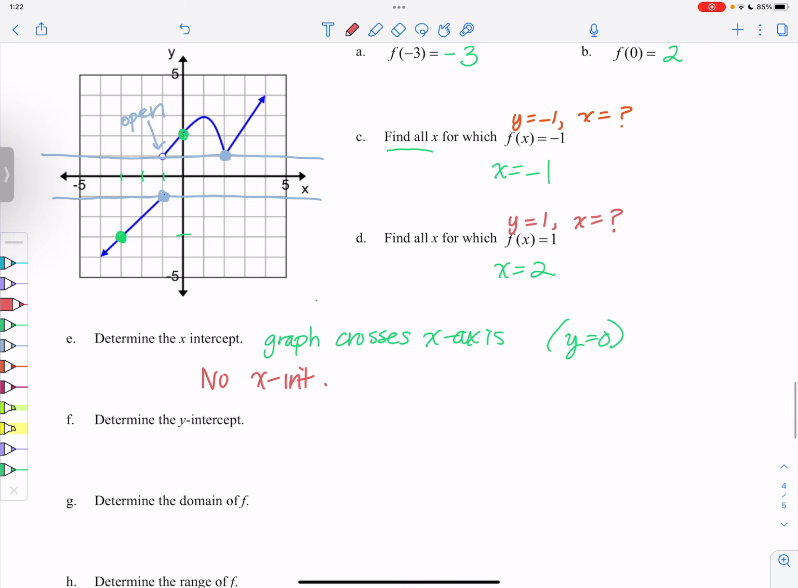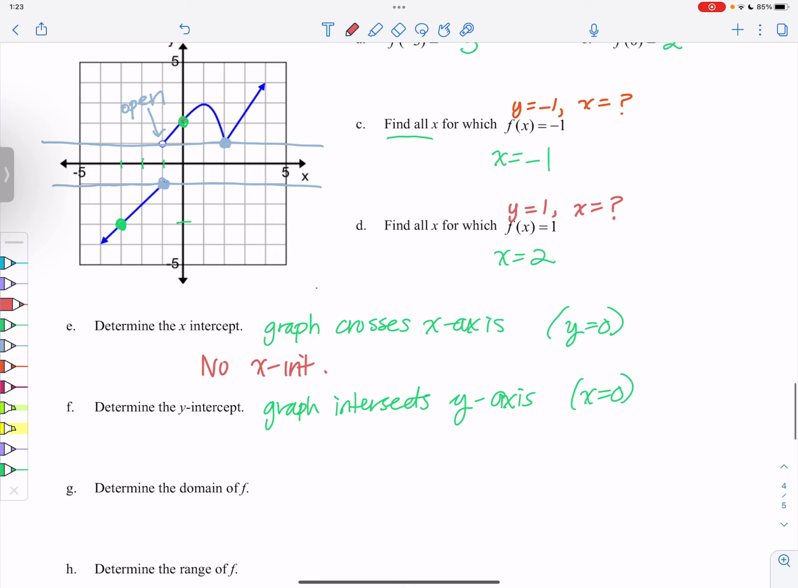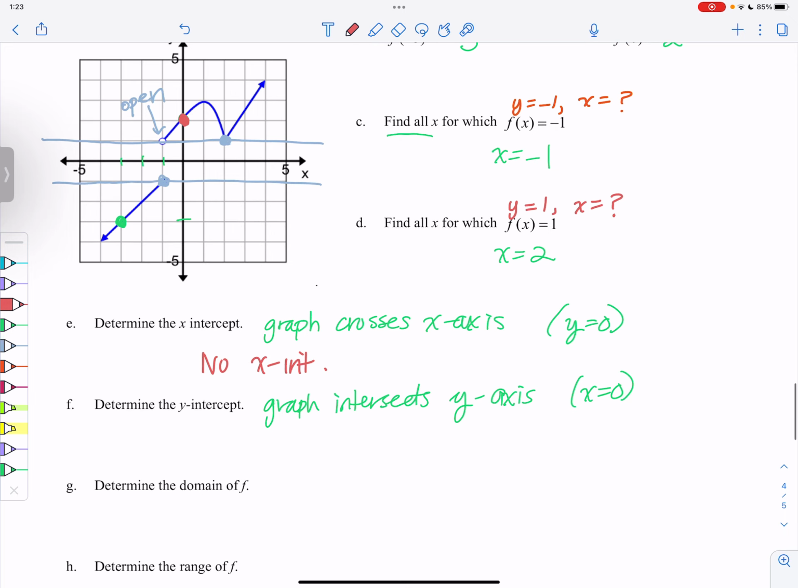Okay, how about the y-intercept? That's where the graph intersects the y-axis. That's when x is equal to 0. And what do you notice? We have that point right here, and that's y equal to 2. So it intersects at y equal to 2, and that point is (0, 2).